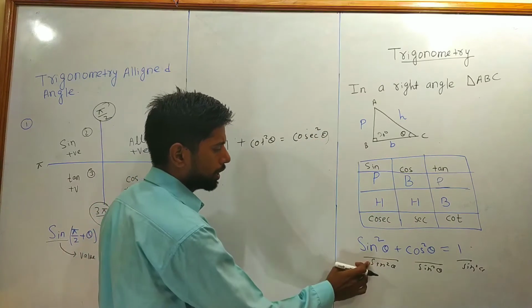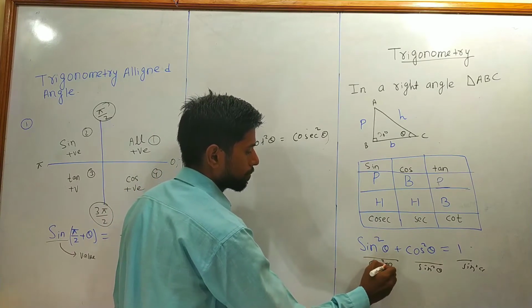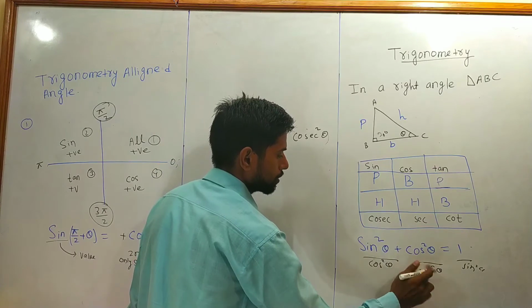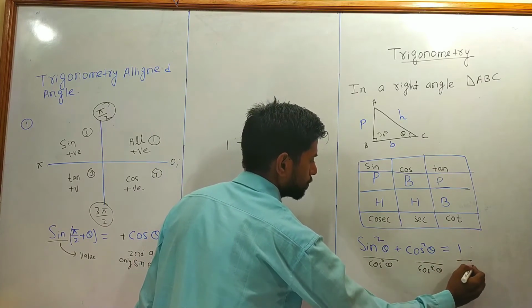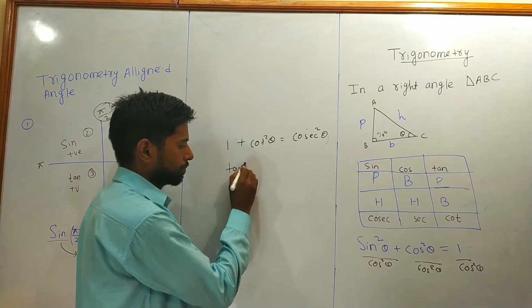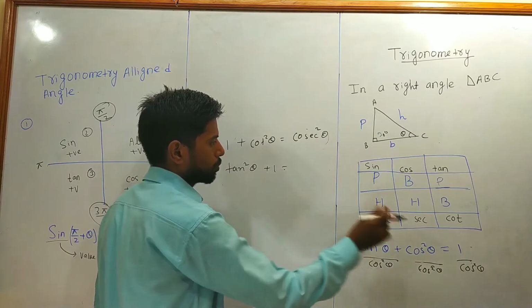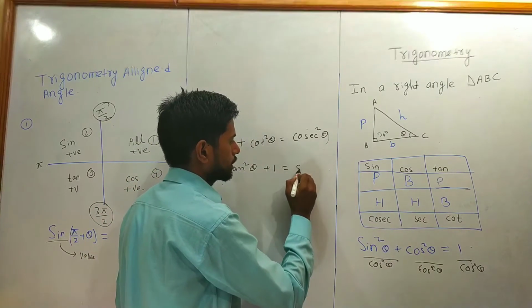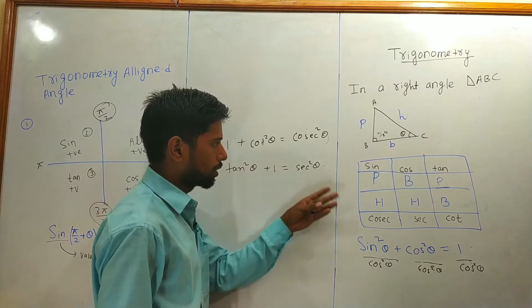Similarly, if we divide this equation by cos square theta, then what will you get? You will get sin square by cos square, which is tan square theta, plus 1, because cos square divided by cos square becomes 1, is equal to 1 by cos square, which is sec square theta. You already know about this formula.